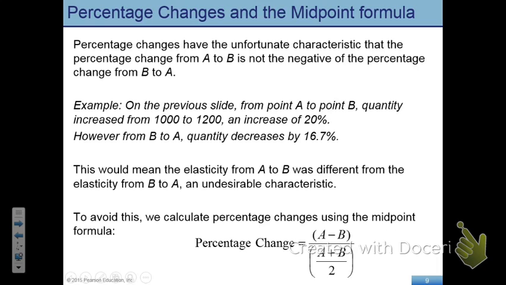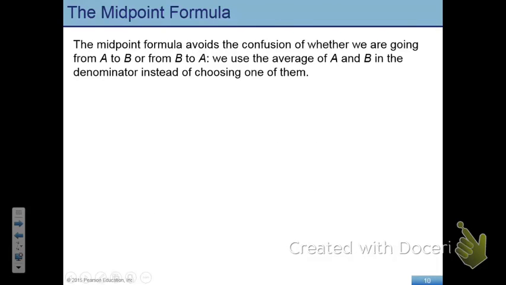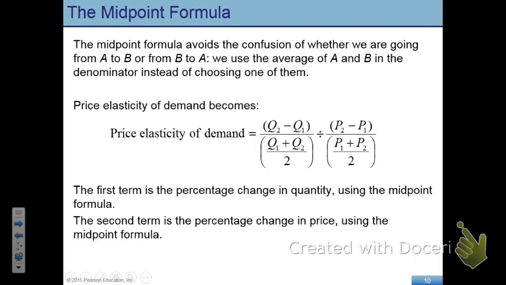If we use that, the midpoint formula is going to be calculated as follows. We find the percentage change in quantity demanded by this, where Q2 is the new value, Q1 is the old value, but the denominator has an average of these two values. We find the percentage change in price, which is new value P2 minus old value P1, divided by the average of the price.